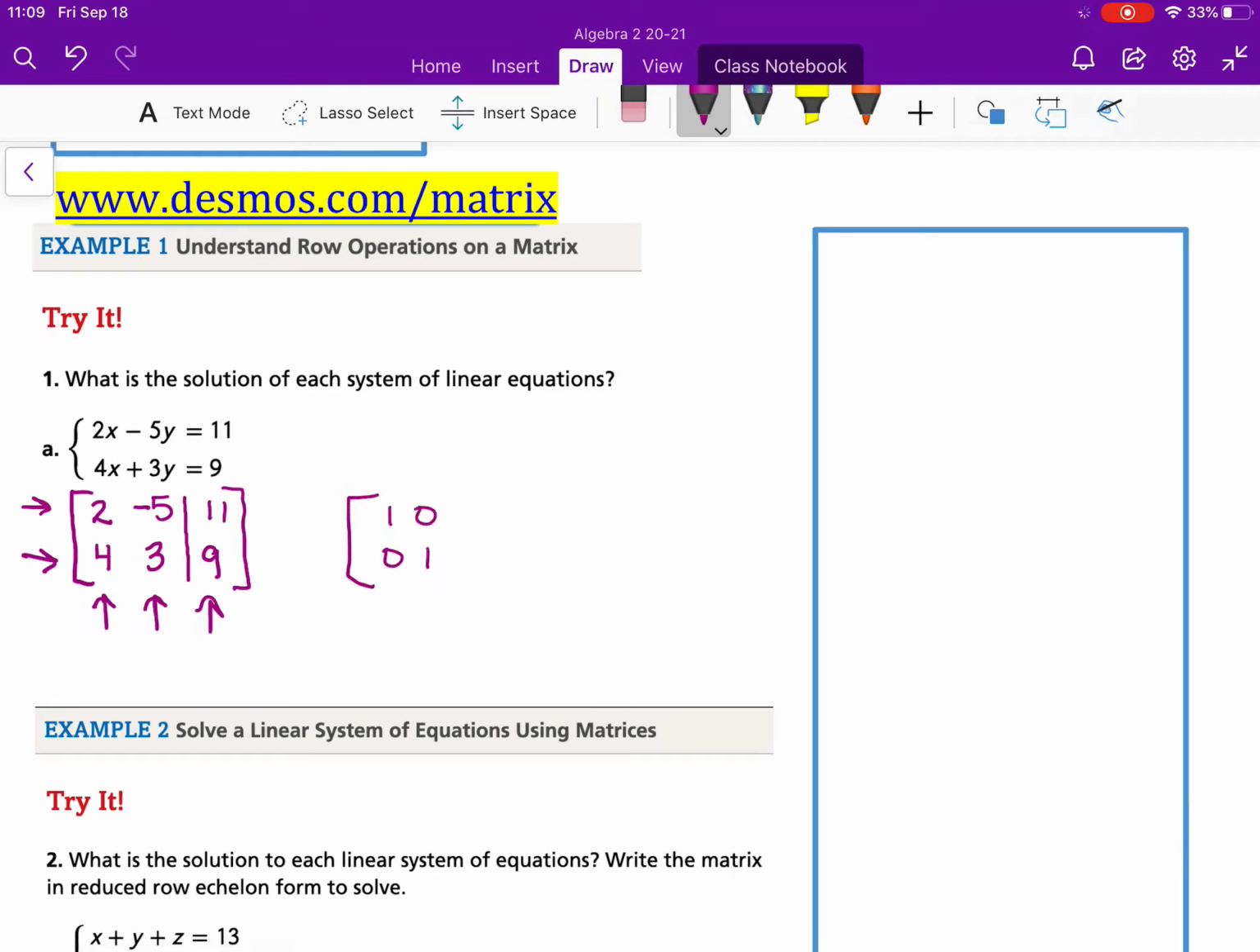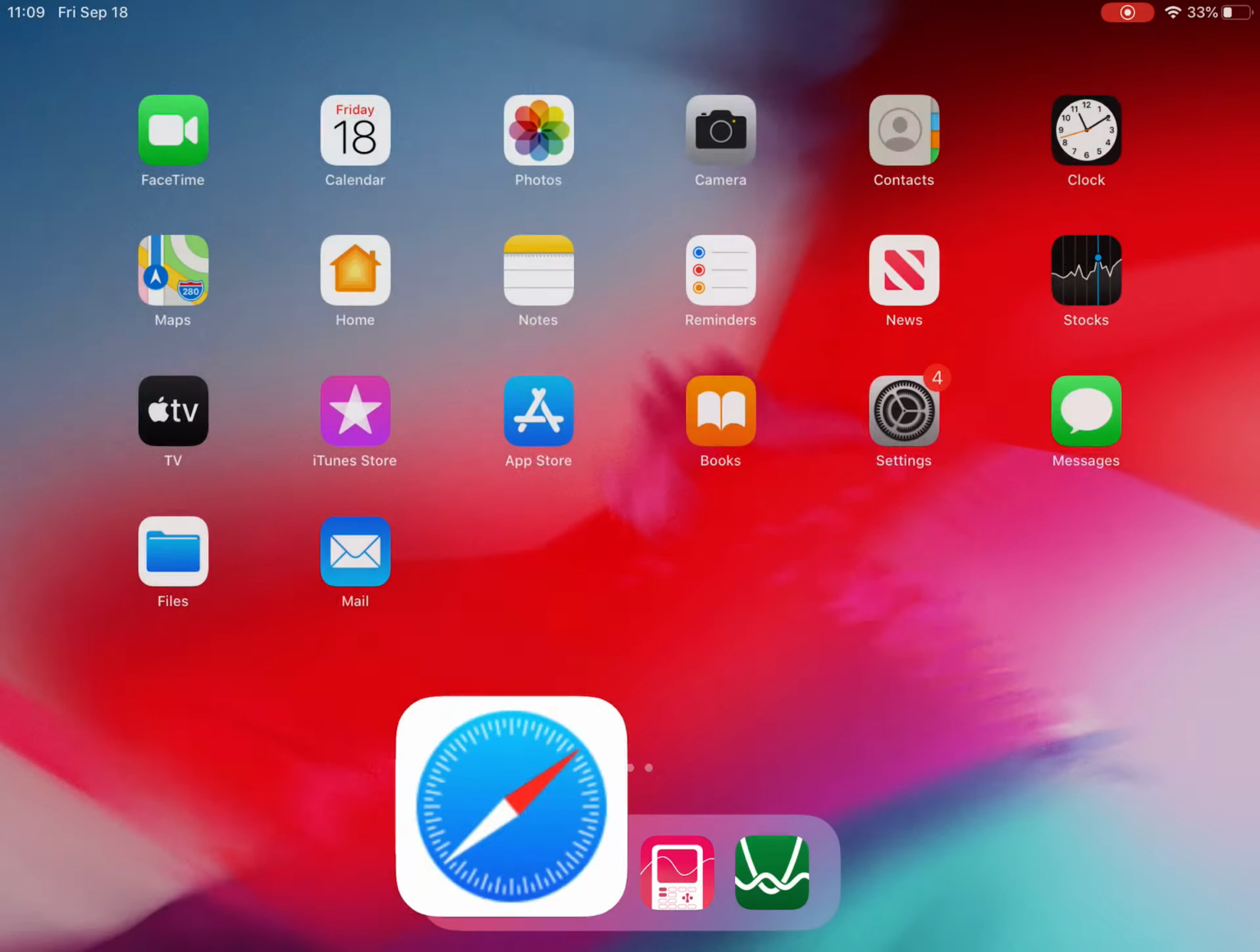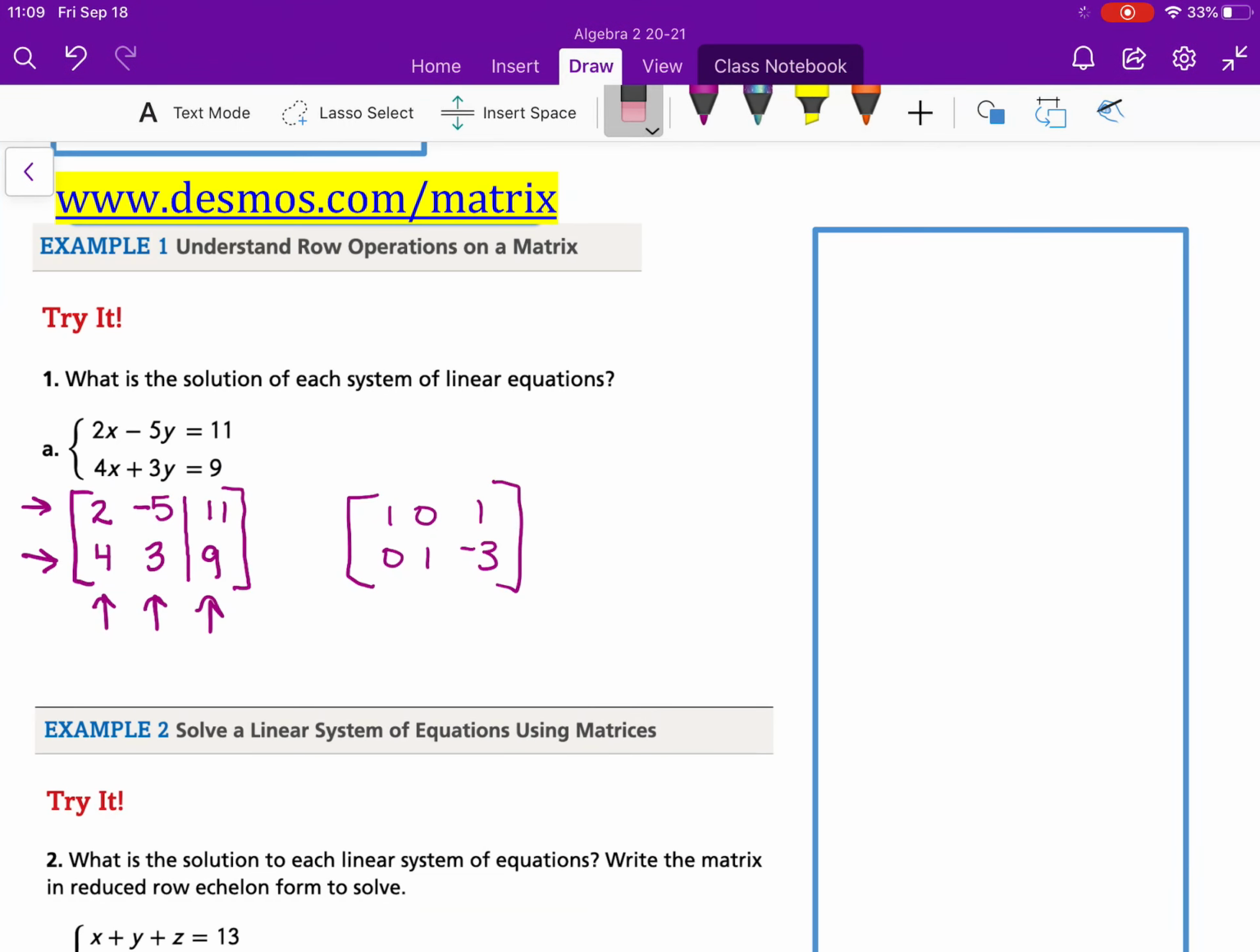Let me make sure that's right. I'm already doubting what I had. 3, -1. See, that's why I checked my work. All right, so change that to 3, -1.